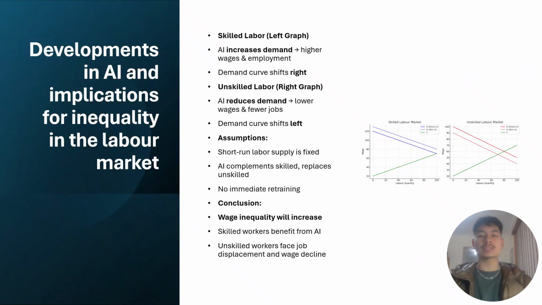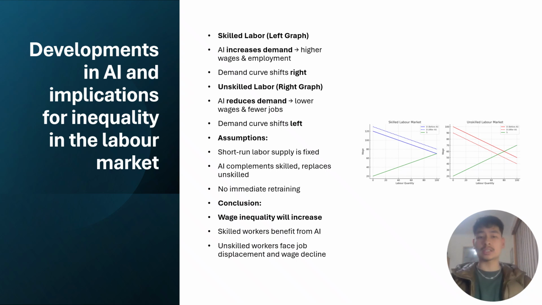So, finally, let's address the elephant in the room, which is artificial intelligence and its disruption of the labor market. On the left, we see that AI tends to complement skilled labor, which increases demand, raises wages, and enhances productivity. These roles are like digital marketing analysts, data interpreters, or AI system managers. For unskilled labor, shown on the right, AI is more of a replacement. Think of automated check ins, housekeeping robots, or AI powered customer service. Demand for these roles drops, and so do the wages.